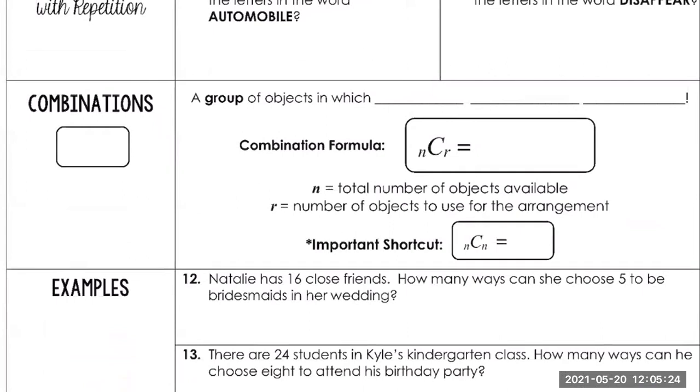So a combination is a group of objects. So rather than an arrangement of objects, it's a group. And grouping doesn't matter on the order. So let's put: order doesn't matter. A group of objects in which order doesn't matter. It doesn't matter if I pick friend A first, friend B, or friend C.